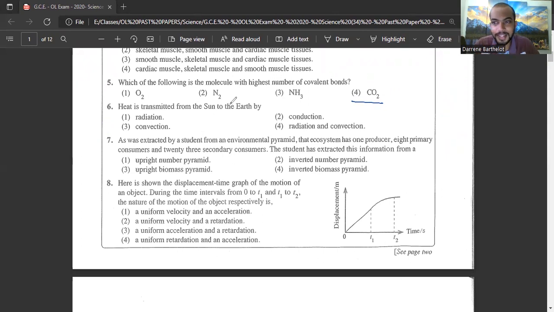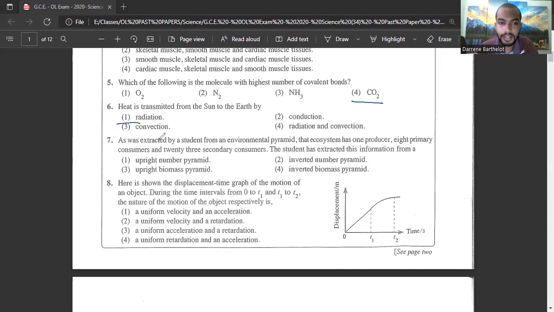Question number 6. Heat is transmitted from sun to earth by? The first one they have given is radiation, then conduction, convection. There are three methods of transferring heat: conduction, convection, and radiation. Conduction and convection need a medium, while radiation doesn't need any medium. From sun to earth, there is a vacuum in between. So to pass the vacuum, it should always be radiation. Conduction and convection need particles to transmit heat. So the answer should be the first one, radiation.